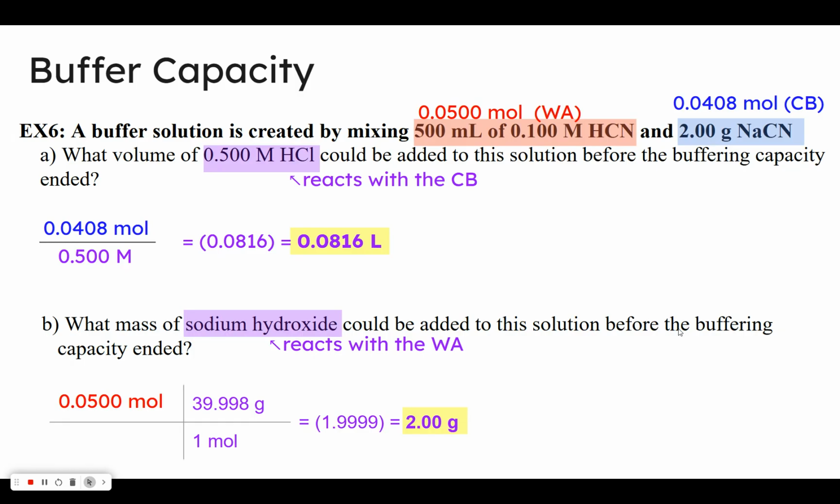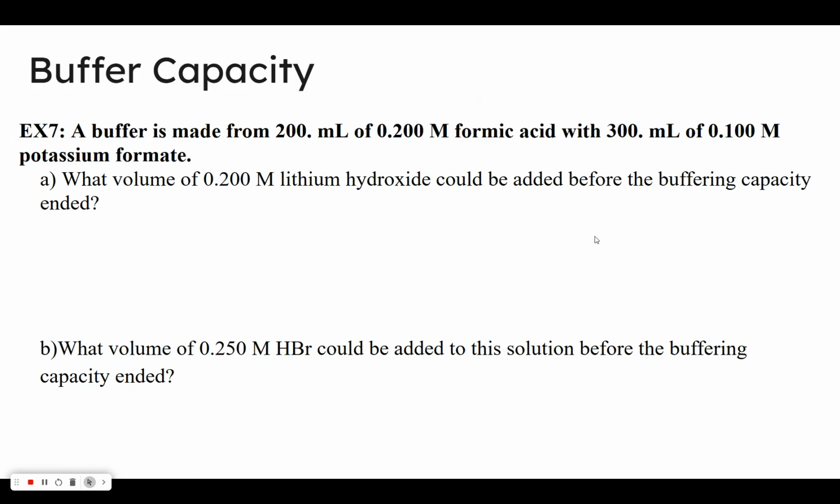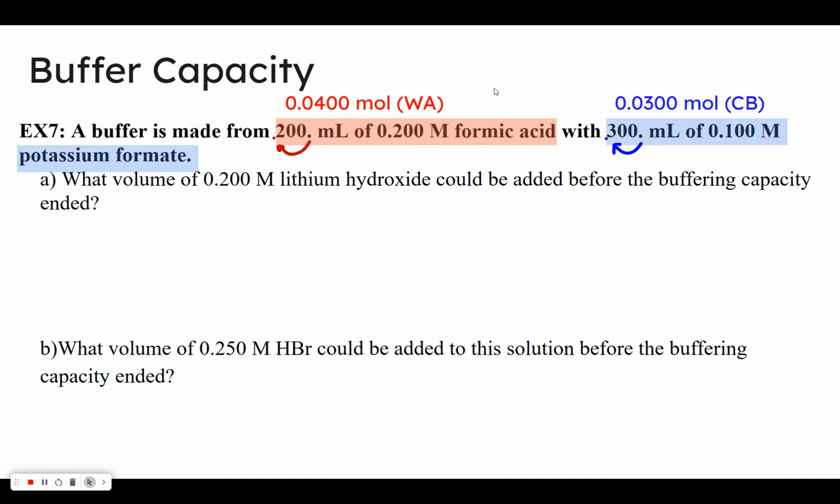This next example is the same situation. We've got a buffer made from 200 milliliters of 0.2 molar formic acid. So if I move my decimal 3 times here as I'm reading through, find my moles of that weak acid there. With 300 milliliters of 0.1 molar potassium formate, that's our conjugate base. Once again, change my milliliters into liters, multiply those together, I get 0.0300 moles of that conjugate base.